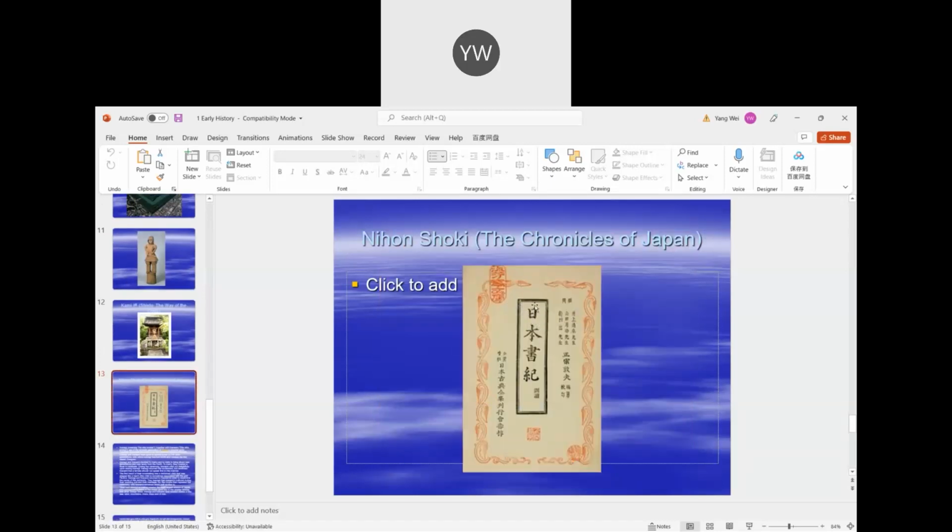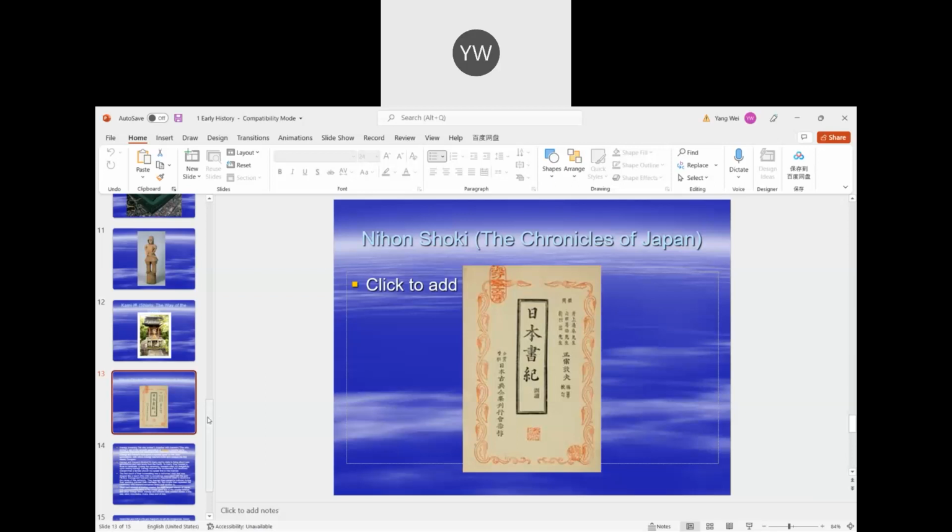Actually, if you look at this character, it's a hieroglyphic character. It's Chinese. It simply means the sun, right? It represents the actual thing in the world. We call this kind of writing system a hieroglyphic system. That's the Chinese language system. Shoki means records. So it basically means the chronicles or records of Japan.